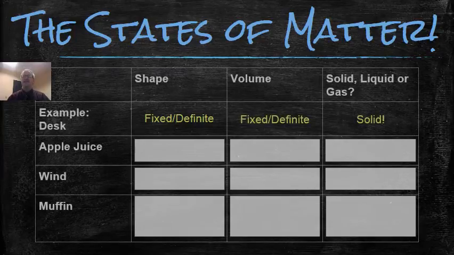And there's an example that I'll give you, and that's your desk. So if the shape of the desk is fixed, meaning it doesn't change, it definitely doesn't change, and the volume is fixed, definite, meaning the volume of the desk doesn't change, it doesn't grow bigger or grow smaller, then you would say that is a solid object. So you're going to do the same for apple juice, wind, and a muffin. It's all yours. So take it away, have fun.